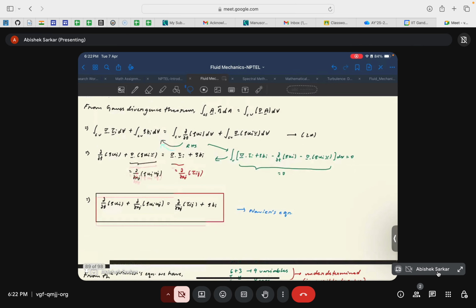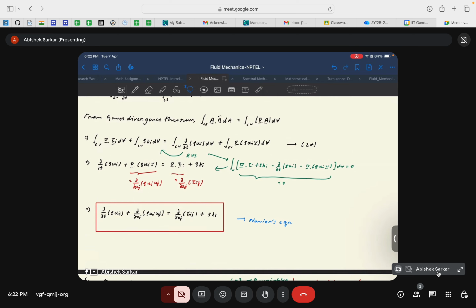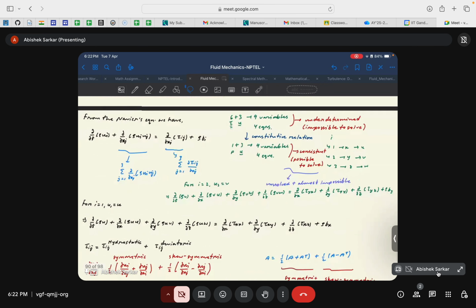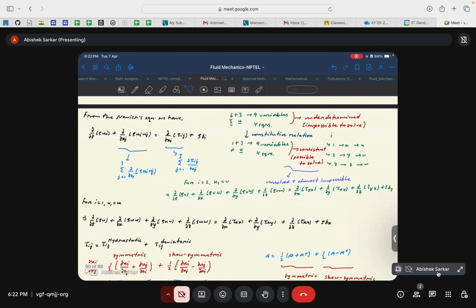Just wanted to make the correction. It seemed that I made a mistake there. Okay, so if there is no doubt, let us proceed further. So as I was saying, the more generalized form is the Navier equation.